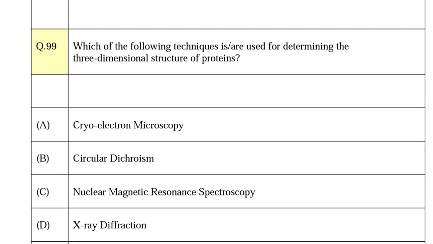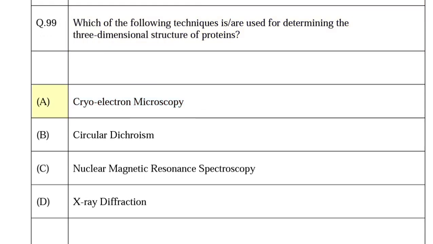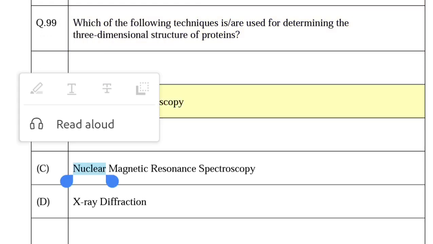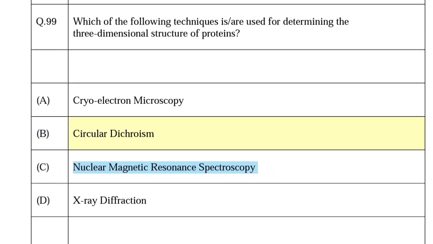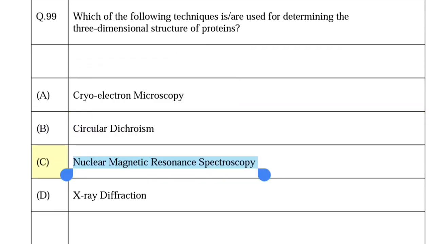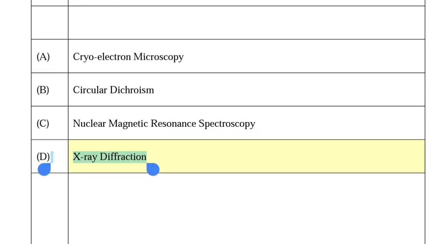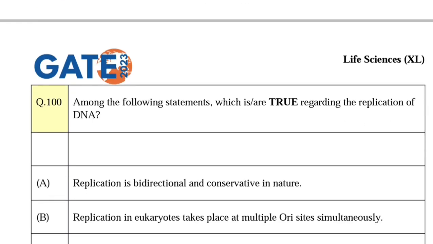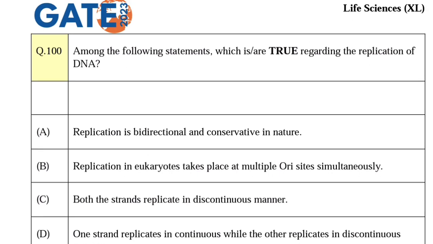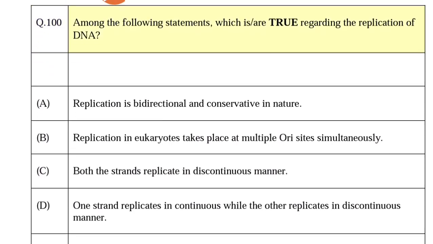Q.99. Which of the following techniques is used for determining the three-dimensional structure of proteins? A. Cryo-electron microscopy. B. Circular dichroism. C. Nuclear magnetic resonance spectroscopy. D. X-ray diffraction. Q.100. Among the following statements, which is true regarding the replication of DNA?